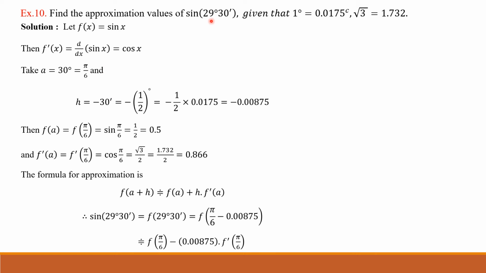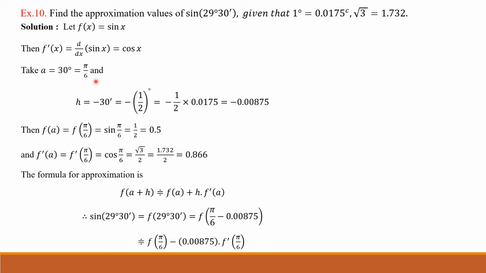Here h is 29 degrees 30 minutes. For simplification, we get h is minus 30 minutes. Convert minutes into degrees. Therefore, 30 divided by 60, that is 1 divided by 2 degree, minus 1 by 2. The value of 1 degree is 0.0175. Multiplying, we get minus 0.00875.